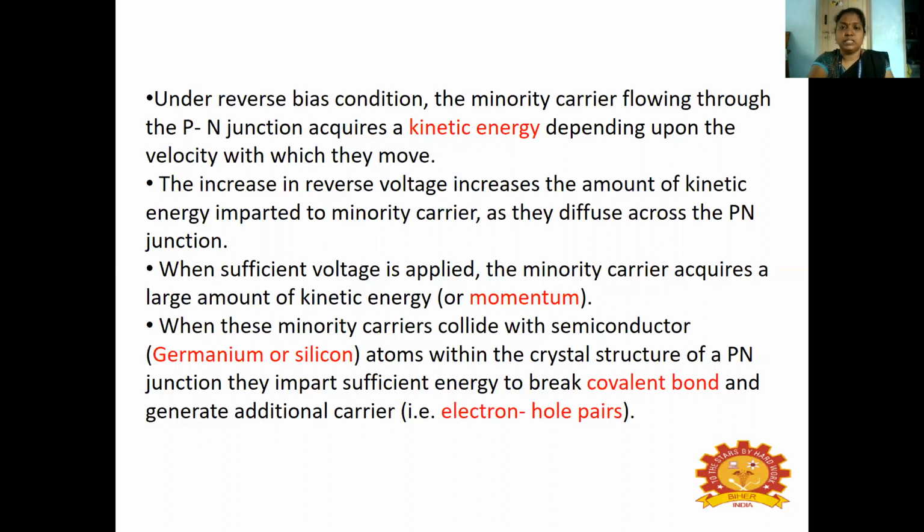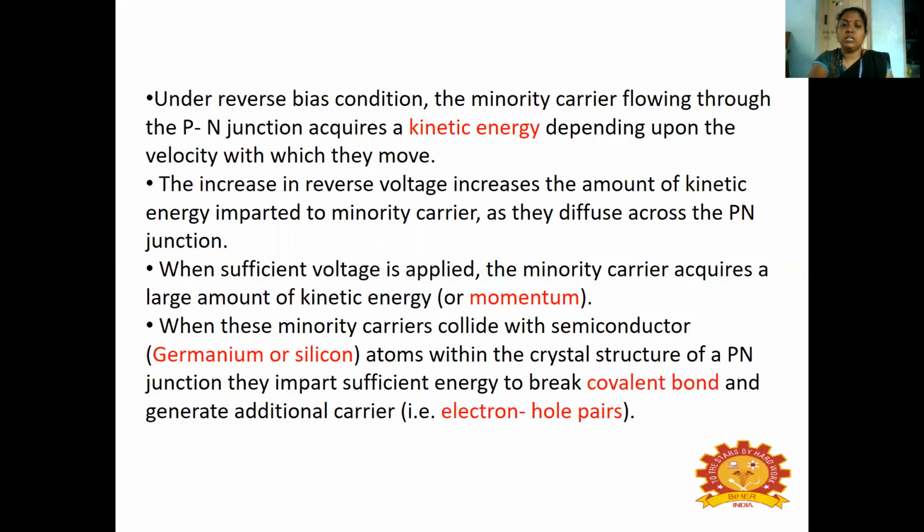When sufficient voltage is applied, the minority carriers acquire a large amount of kinetic energy. Both the P-type and N-type have their own minority carriers, and they acquire a large amount of kinetic energy, also called momentum. When these minority carriers collide with the semiconductor atoms, whether germanium or silicon, within the crystal structure of the PN junction, they impart sufficient energy to break the covalent bonds and generate additional carriers.